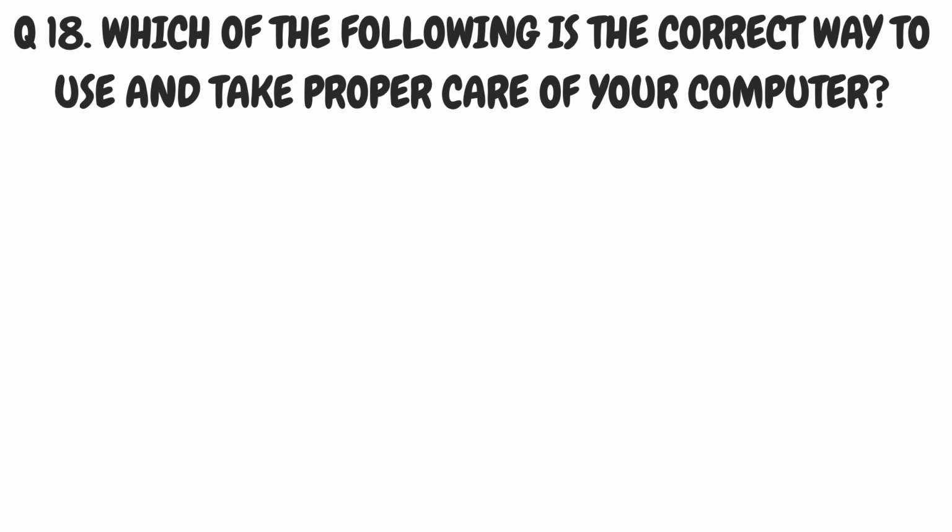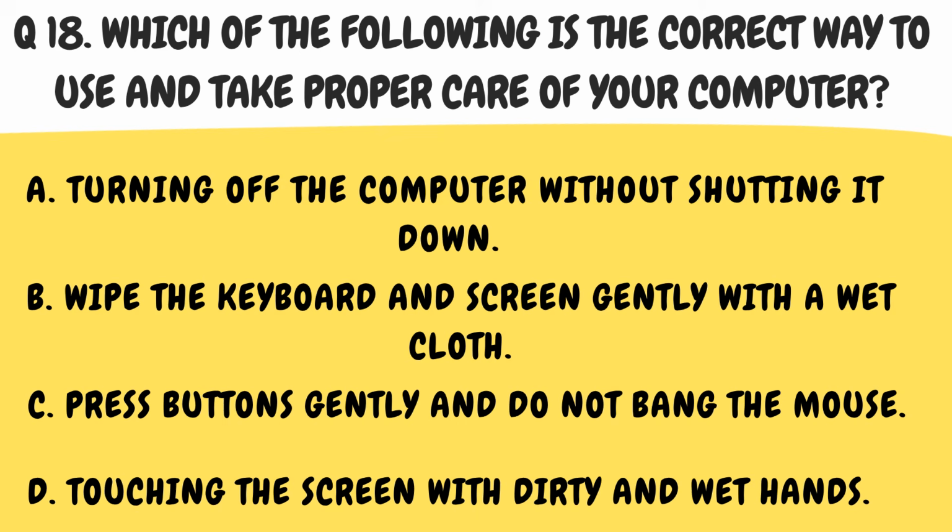Which of the following is the correct way to use and take proper care of your computer? A. Turning off the computer without shutting it down. B. Wipe the keyboard and screen gently with a wet cloth. C. Press buttons gently and do not bang the mouse. D. Touching the screen with dirty and wet hands. The correct answer is C. Press buttons gently and do not bang the mouse.